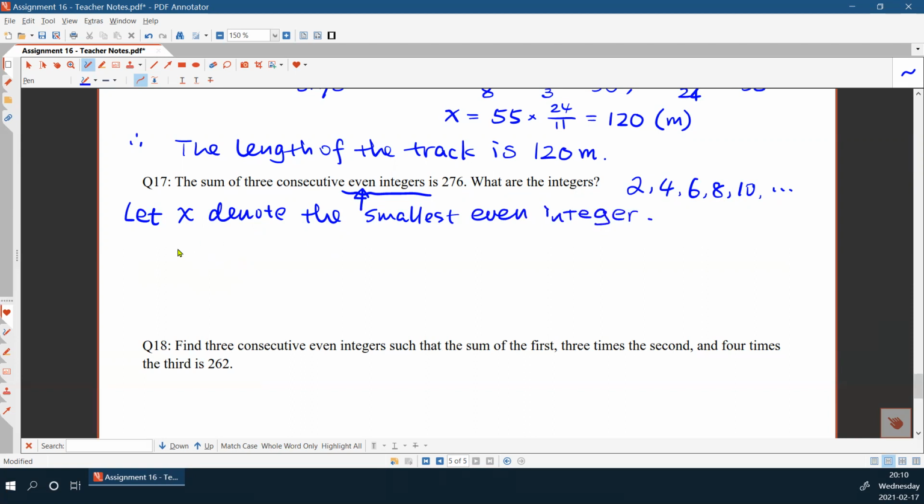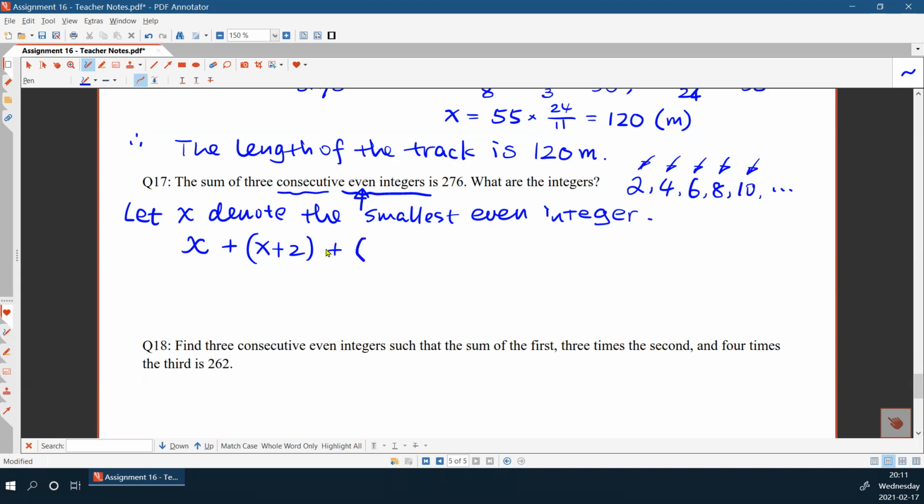So that means the next integer will be, okay, suppose x is the smallest one. Next integer, because they are consecutive ones, right? So next integer would be x plus 2, right? Pay attention here, it's not x plus 1. X plus 1 is the next integer, not the next even integer. You can easily see here the difference between two consecutive even integers is 2, not 1, right?